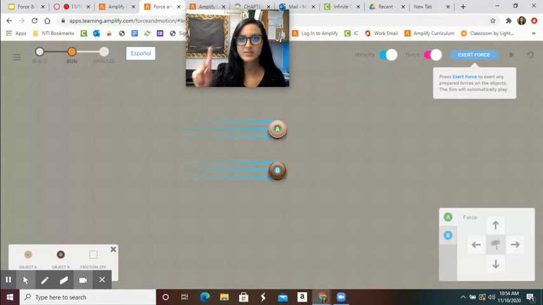So my objects are moving to the right, and I'm going to apply force to the left. So 1, 2, 3, 4. 1, 2, 3, 4. And you're looking for if the objects slow down, and you're also looking for which object has a greater change in velocity.